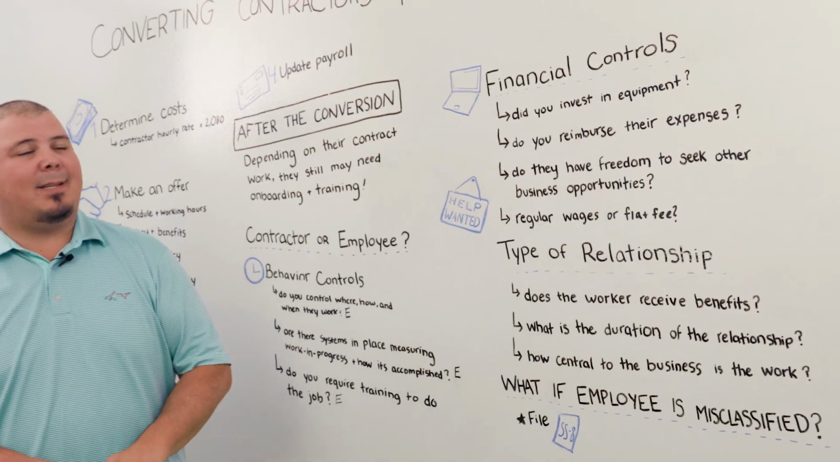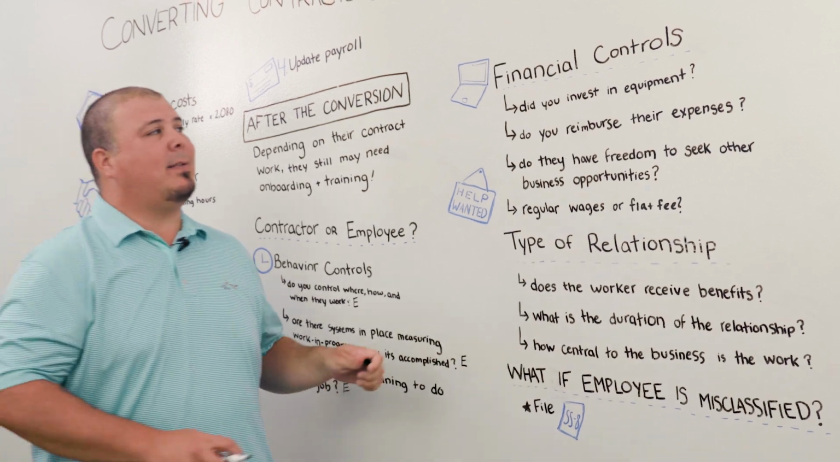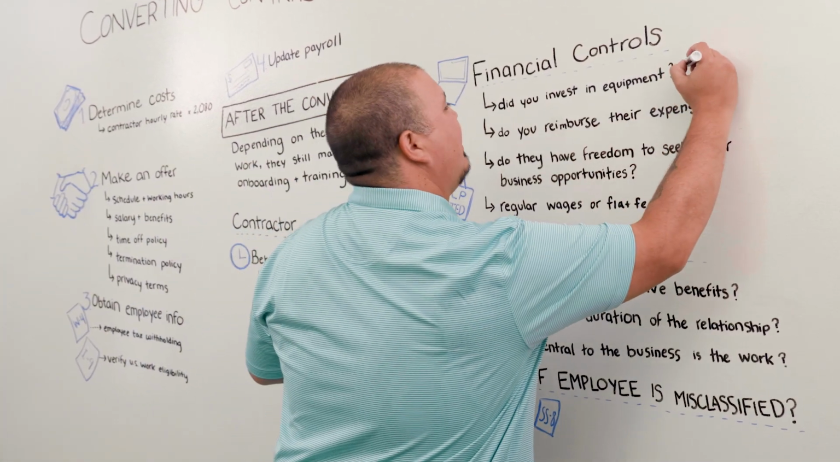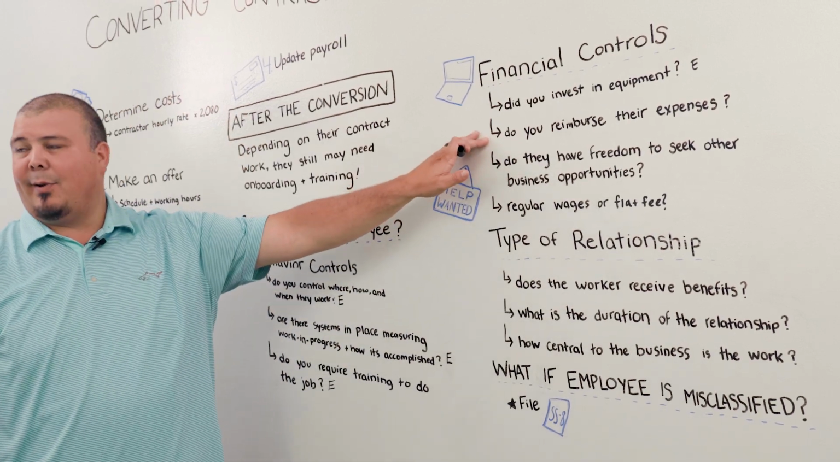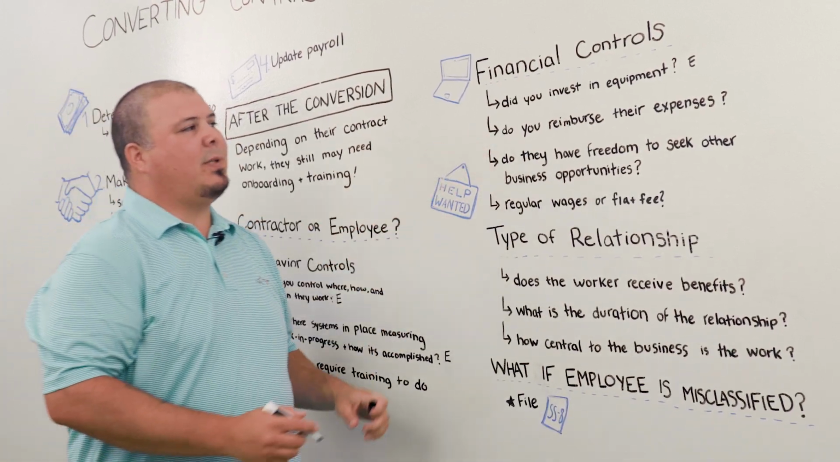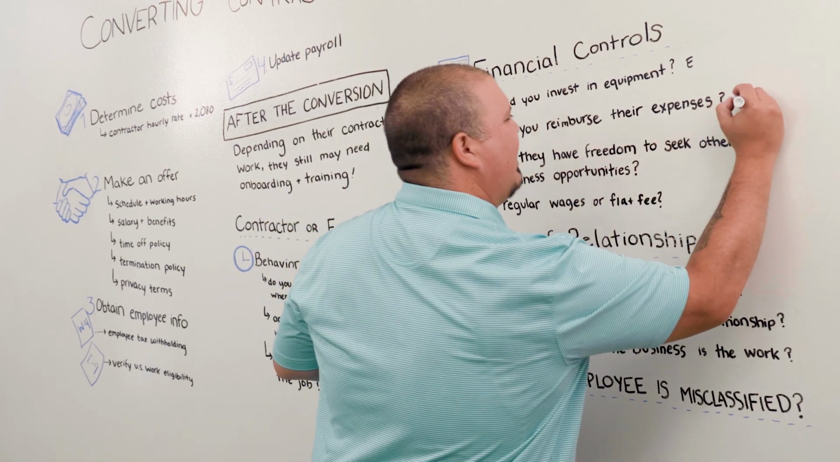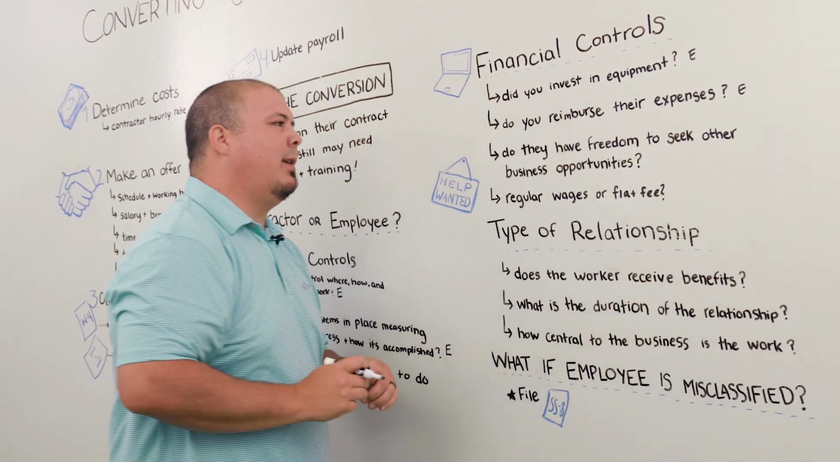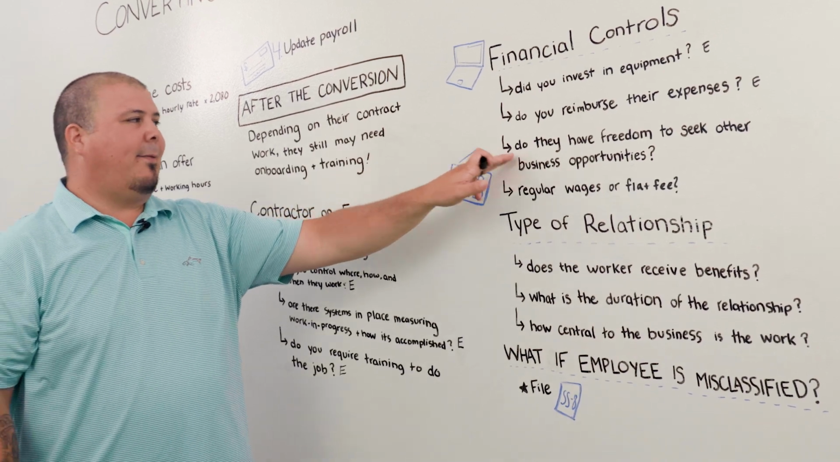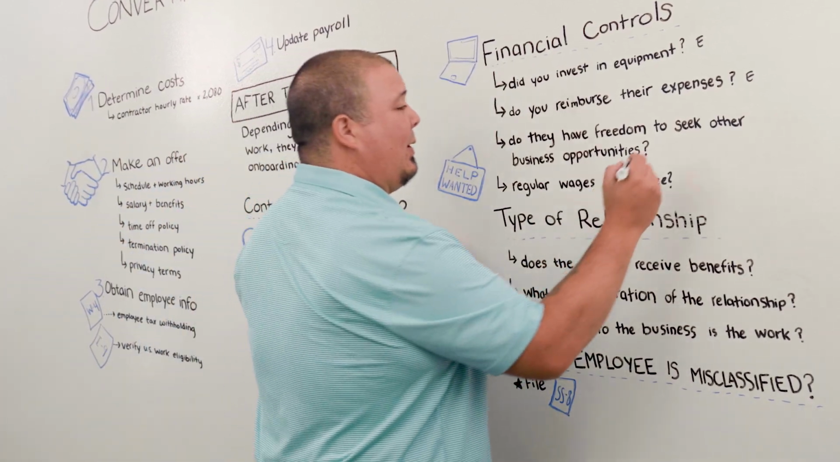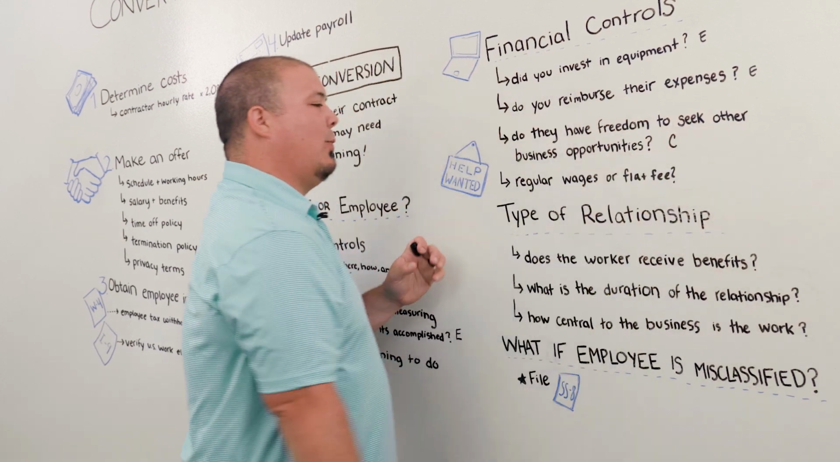Do you invest in the equipment? If you are investing in the equipment, that is typically an employee type of situation. Are you reimbursing their expenses? If you are reimbursing all expenses, again, that is going to be an employee type of situation. Do they have the freedom to go seek business opportunities elsewhere? If this is the case, that is typically going to be a contractor type of situation.